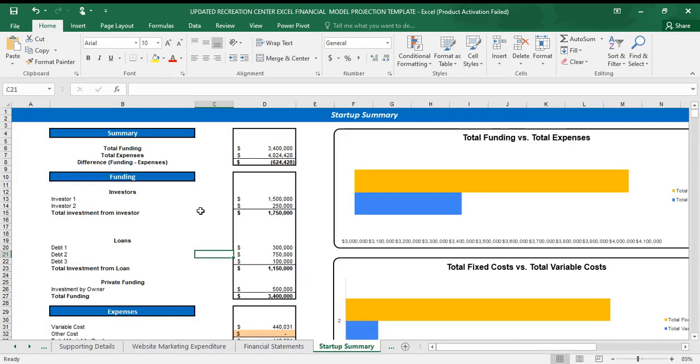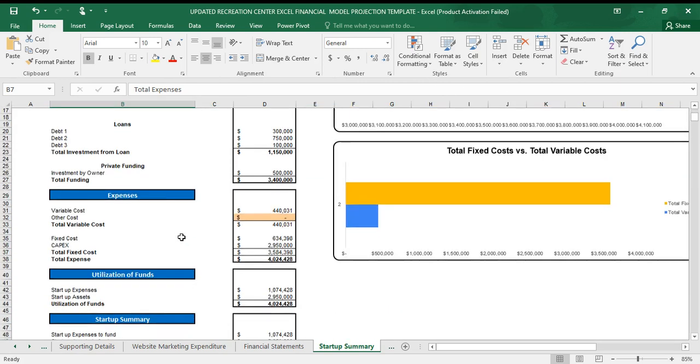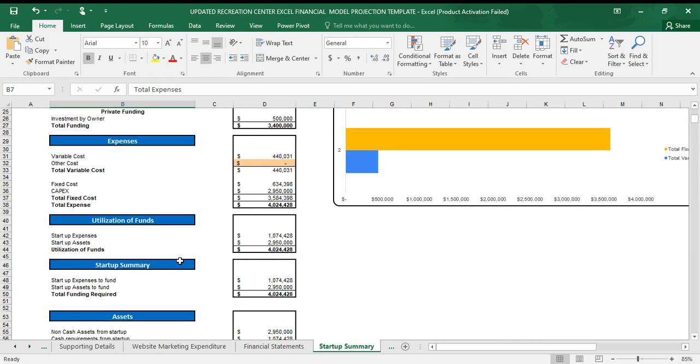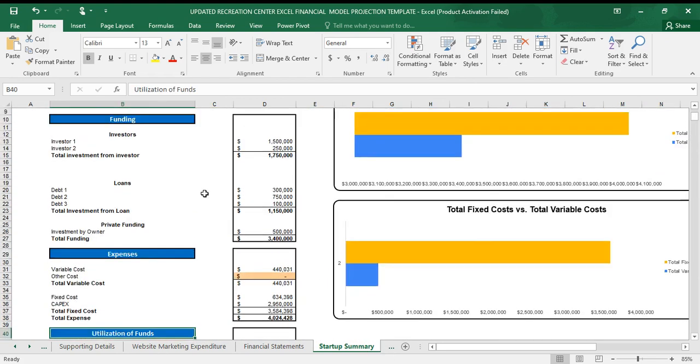Moving on to the next sheet, startup summary. Here we have compared the total funding and total expenses of the business, and then we have included graphs for easy analysis as well. In this sheet, we have also included the funds utilization summary.